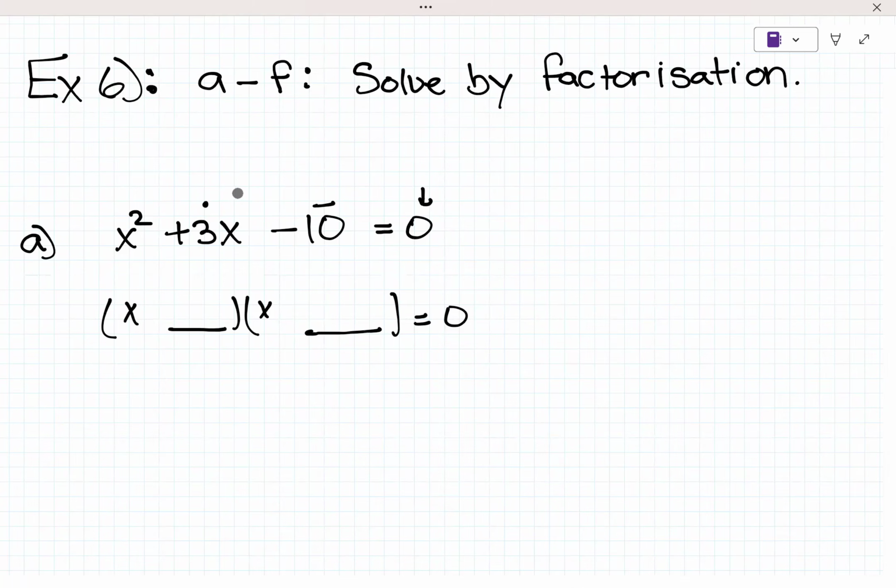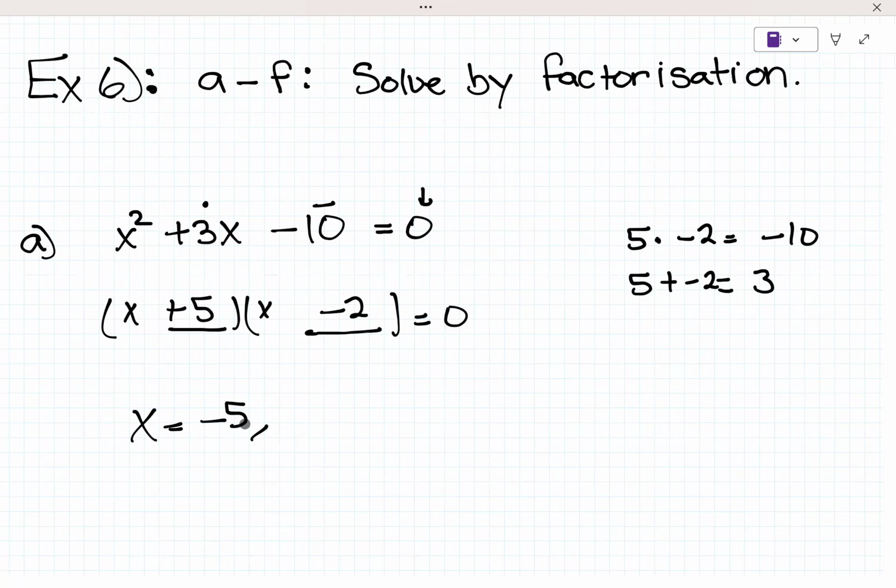I think it will be 5 and -2, because 5 times -2 is -10. Adding these, 5 plus -2 is positive 3. So yeah, that works, right? So I'm going to do +5 and then -2. But can we leave our answer like this? No, they say solve. So when I solve for it, I am going to get x equals -5 and x equals +2.